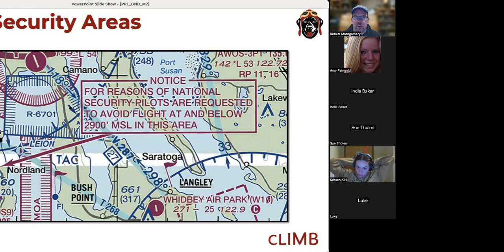Next one we have here is something called the national security area, right? And this is the polite version of special use airspace, right? So this one's out in upstate Washington, over near Seattle somewhere, right? And they just put this polite little notice that says, for reasons of national security, pilots are requested to avoid flight at and below 2,900 feet MSL in this area. And you can see it's this dashed magenta line around the area.